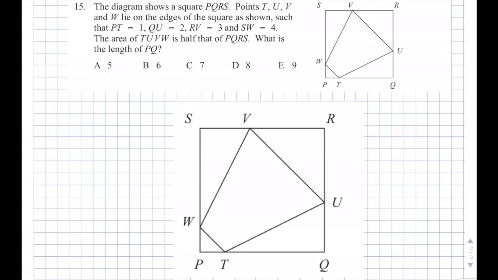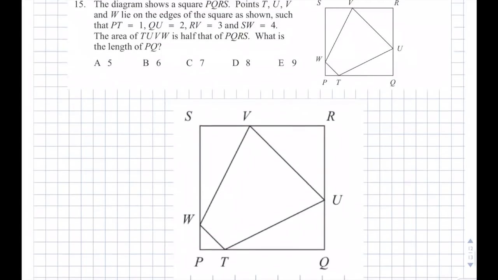Question 15. The diagram shows a square PQRS. Points T, U, V and W lie on the edges of the square as shown, such that PT equals 1, QU equals 2, RV equals 3, and SW equals 4. The area of TUVW is half that of PQRS. What is the length of PQ? You've got answers that A is 5, B is 6, C is 7, D is 8, and E is 9.